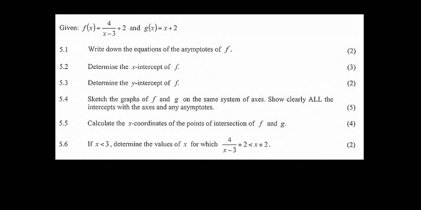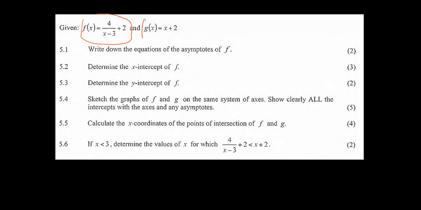So we're gonna discuss how to maneuver functions, but the example we're gonna use here is going to be our hyperbolic function and our straight line. So first thing is first, we're given f of x as that, and we're given g of x as that. Now the question says that you should get the asymptotes of f.